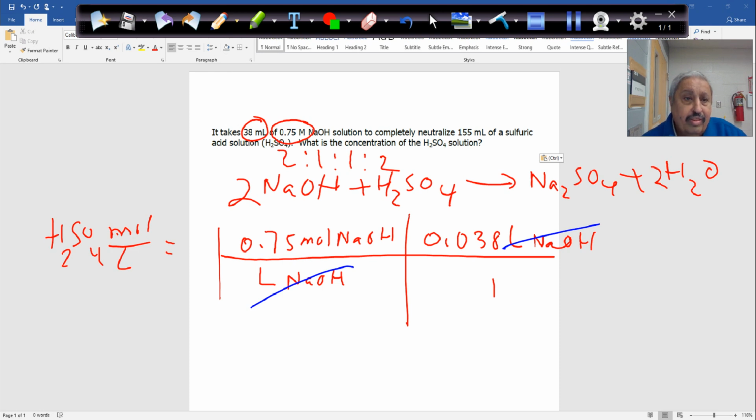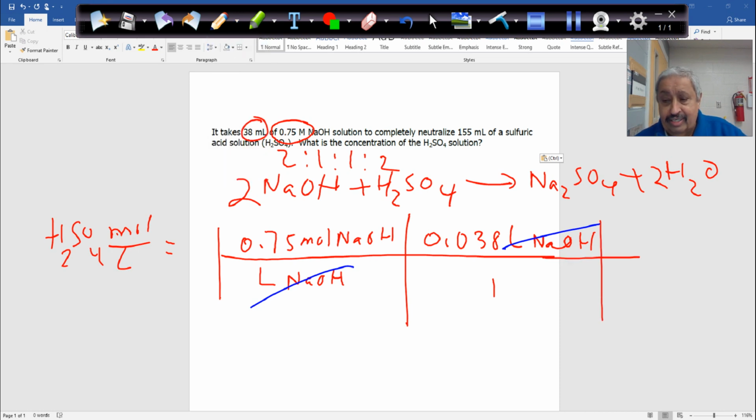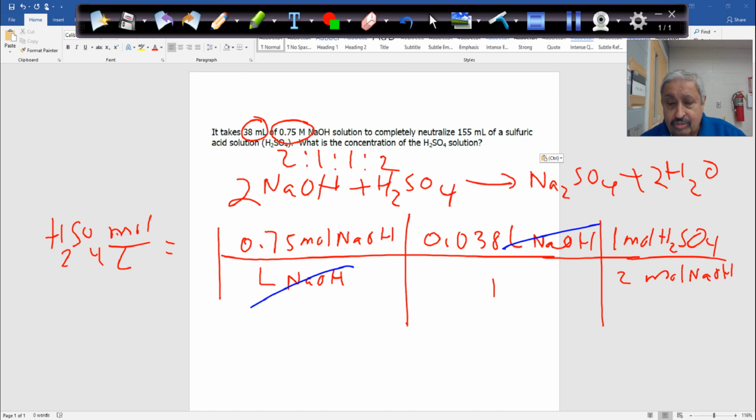Then the next step, and that's what I just mentioned to you, you have to watch. Here it is, guys. The mole ratio is 2 to 1. So I have 1 mole of H2SO4 to 2 mole of sodium hydroxide, correct? So sodium hydroxide moles cancel out. I have mole here, correct? Then the fourth is the liters.